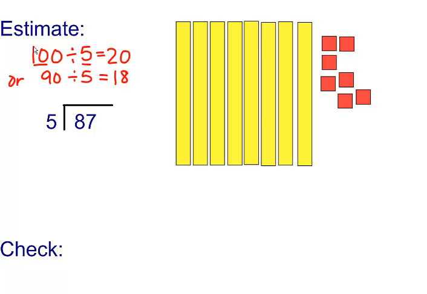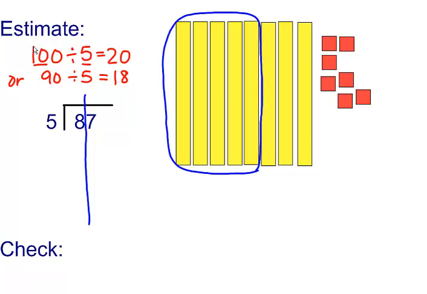Looking at our model, remember we're trying to make groups of 5. So we're going to look at the tens place first. I drew a line so that we would know that was the tens place. And this is my first group of 5. I can only get one group of 5 out, so I subtract those 5, and I have 3 tens left.